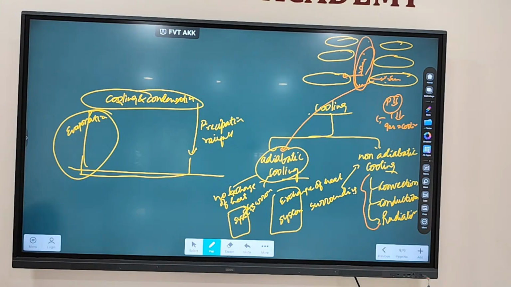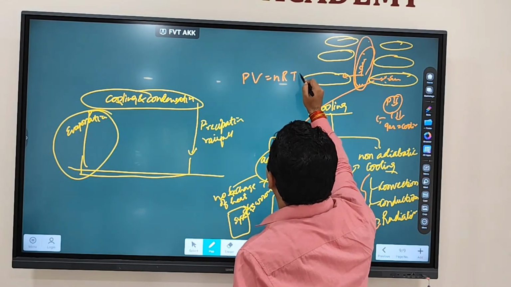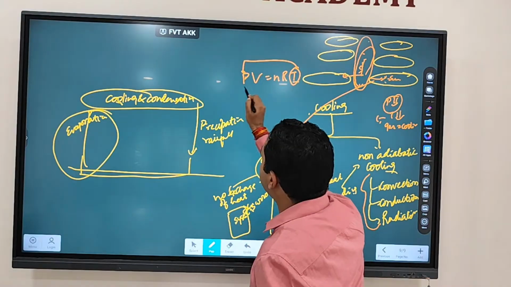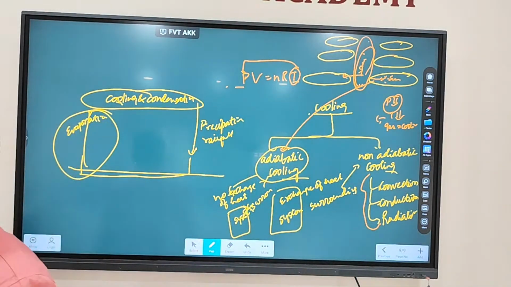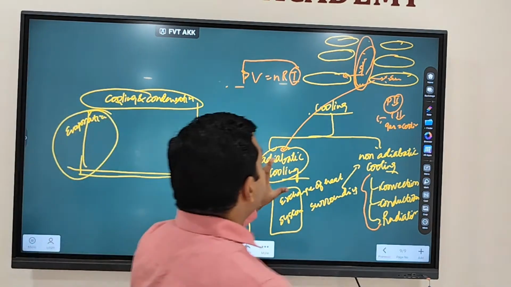As pressure is declining, temperature will decline, because we have discussed the ideal gas equation, PV equals nRT. Pressure and temperature are directly proportional. When pressure declines, temperature will decline, and the gas will cool down. This type of cooling is called adiabatic cooling.